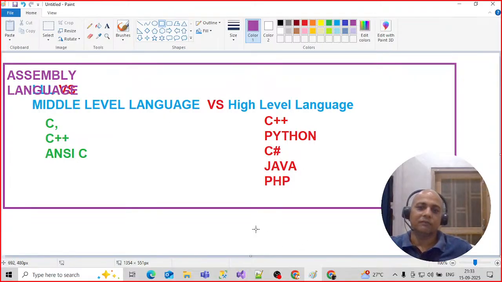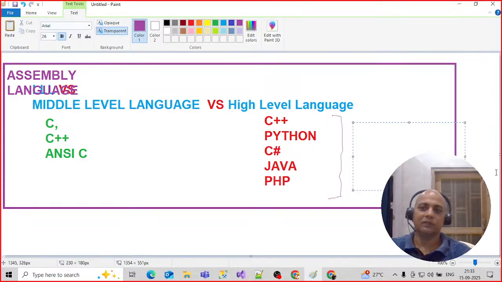There are thousands of programming languages used across the globe for different purposes, and every programming language has its own pros and cons. That means you can't say this programming language is perfect. Every programming language has its own limitations, advantages and disadvantages. And every programming language is used for a different purpose.